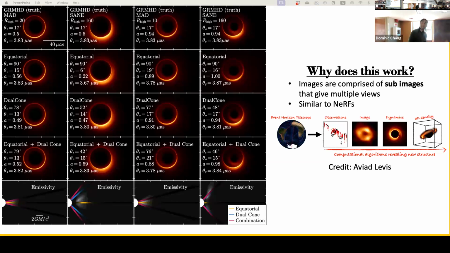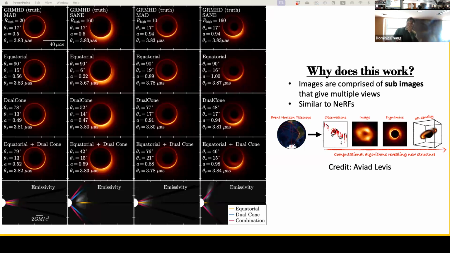And this is not a new idea. This has been done before. For example, Aviad Levis had essentially a NeRF, a neural radiance field, that he fit to EHT data to infer the 3D accretion flow around Sagittarius A*, indicating that something like this is possible. But the EHT produced a single image, and typically when you do photogrammetry, you need multiple images. So why does something like this even work in the first place?